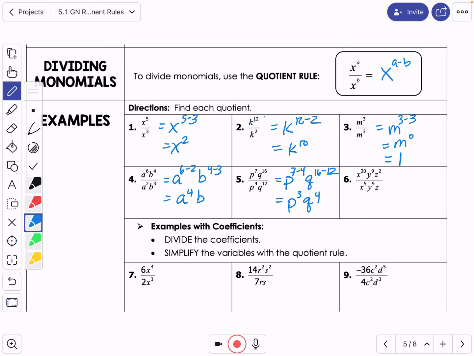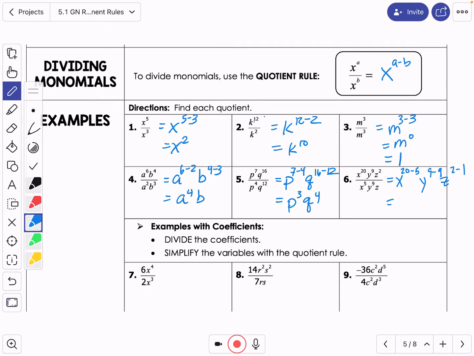And finally, we have three variables now. So it's x raised to the 20 minus 5 times y raised to the 9 minus 9 times z raised to the 2 minus 1. So don't forget, when you just see a variable with nothing there, there's always the magic hidden 1.